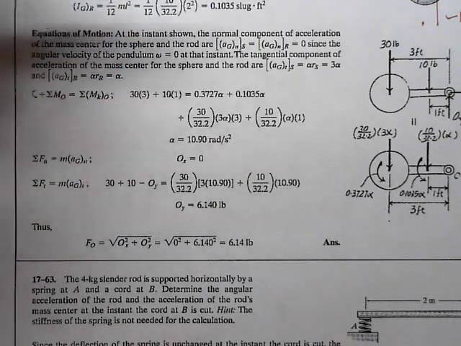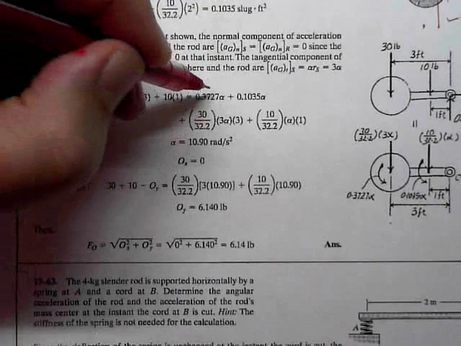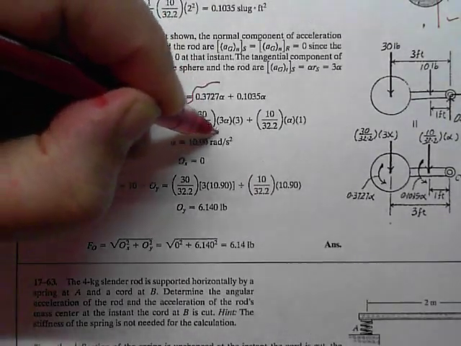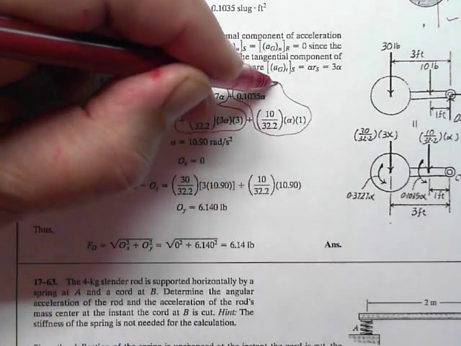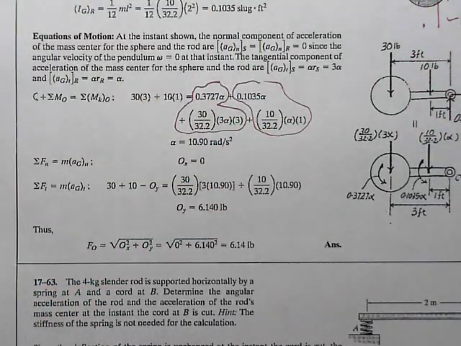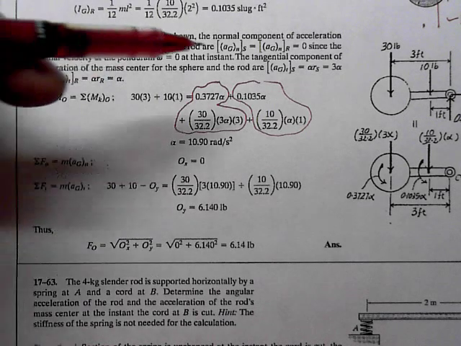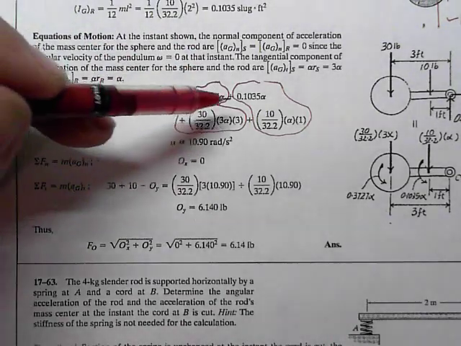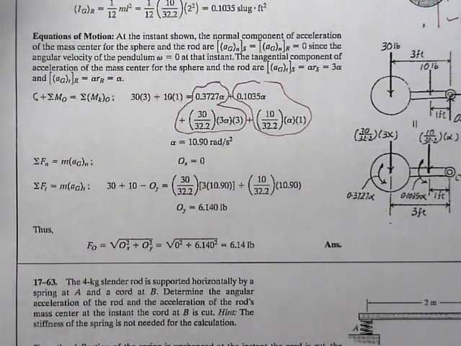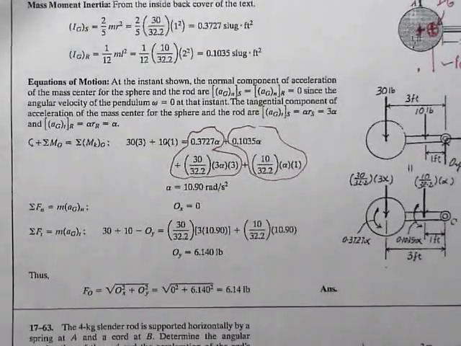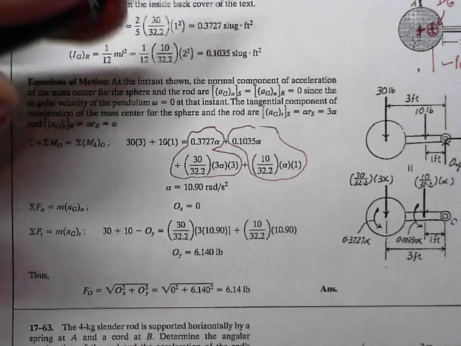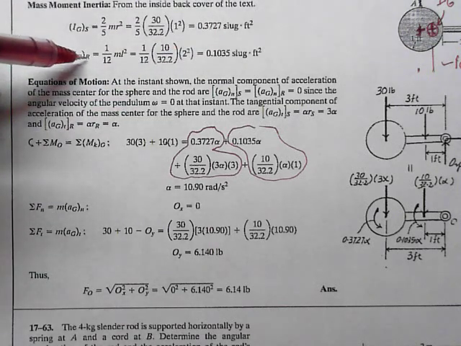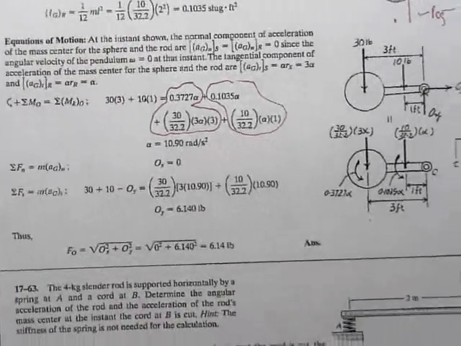And now we're going to have two different terms. We're going to have this term and this term. Each of those is the kinematic moment of a body about point O. This one would be the sphere, and this one would be the rod. And up earlier, the moment of inertia of the sphere about its own center of gravity was calculated. The moment of inertia of the rod about its own center of gravity was calculated.